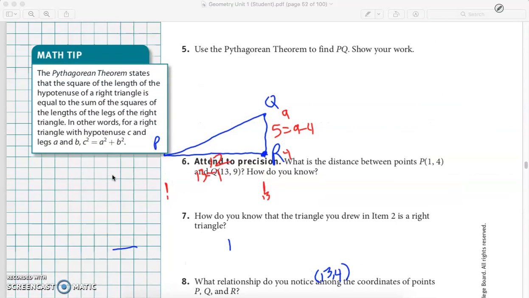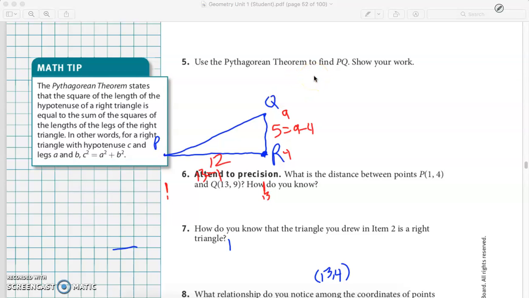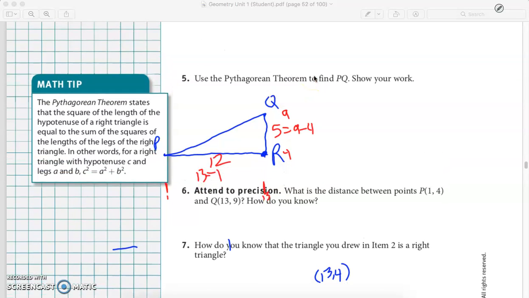Now the next part says use the Pythagorean theorem to find PQ. Pythagorean theorem is something you should have done in middle school. If you can't remember it, it's a squared plus b squared equals c squared. And this formula always works on a right triangle. If you have a triangle that has that right angle, then you know a squared plus b squared equals c squared. And what these letters represent, a and b represent the 2 legs. That's the 2 sides that make the 90-degree angle. And c represents the hypotenuse. That's the length of the other side that is across from 90. That's your hypotenuse. And it's always the longest side.